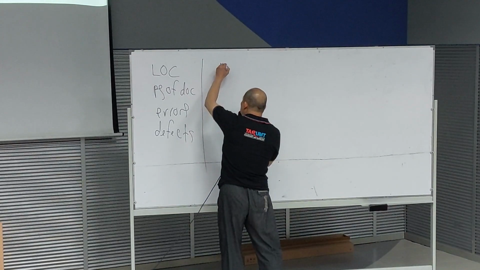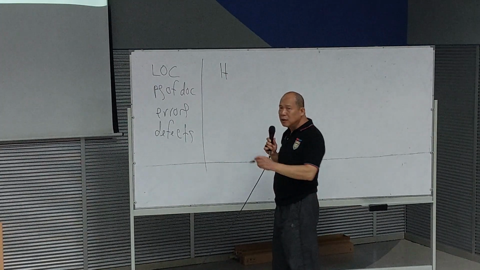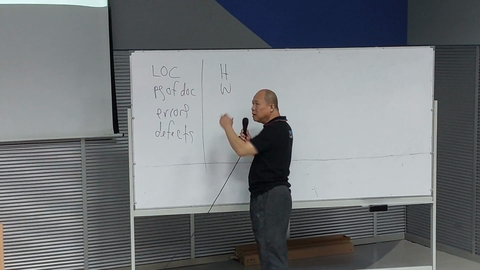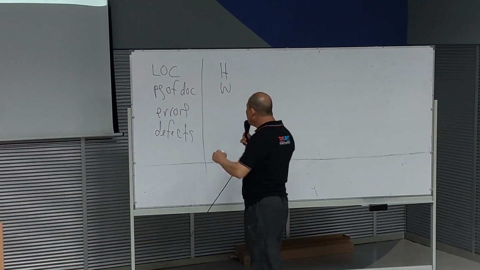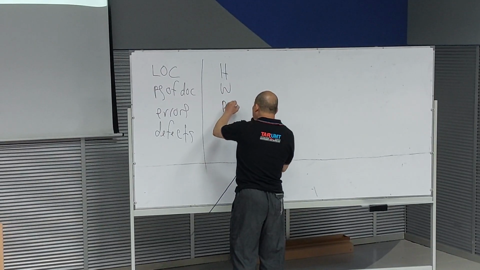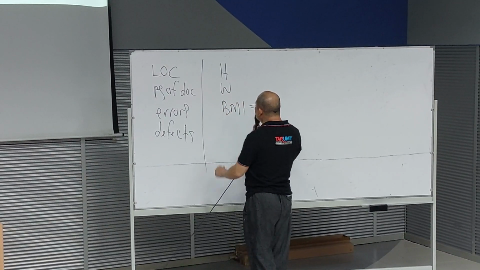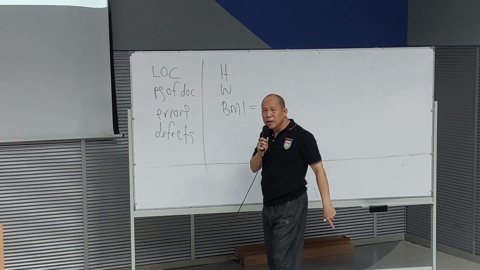For human beings, we can measure height, weight, BMI. BMI is weight over height, correct?